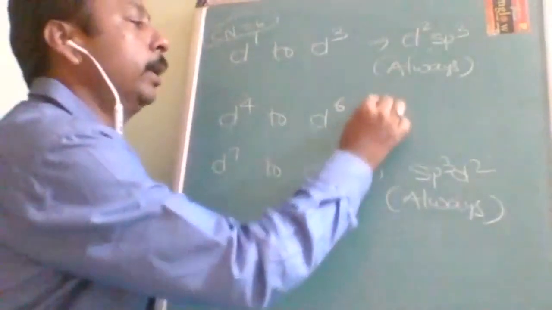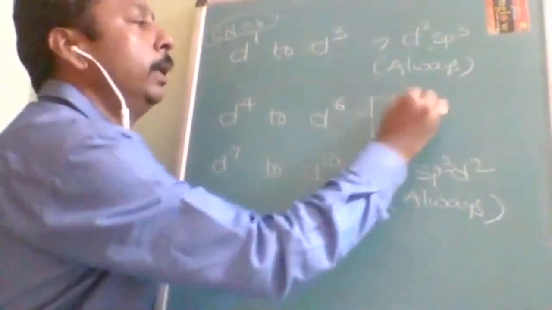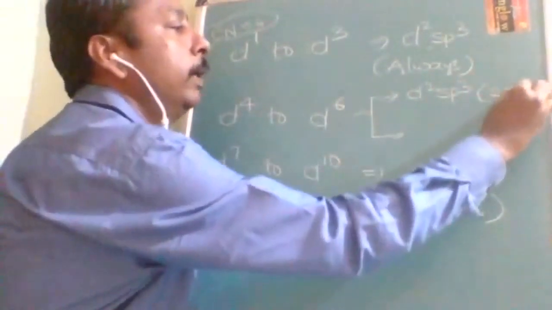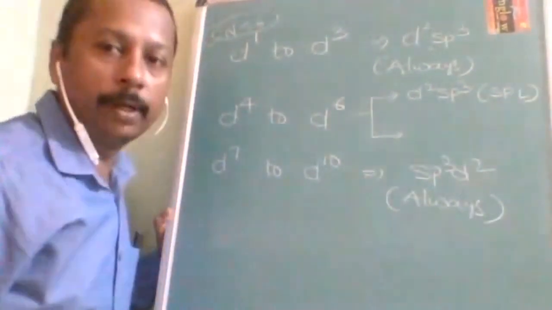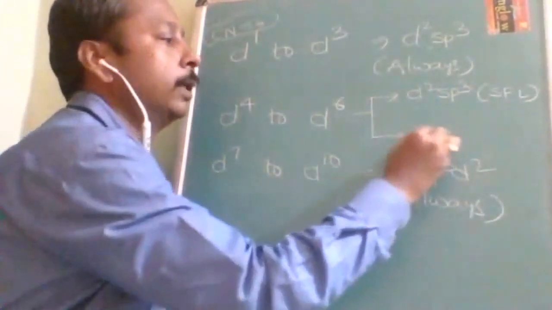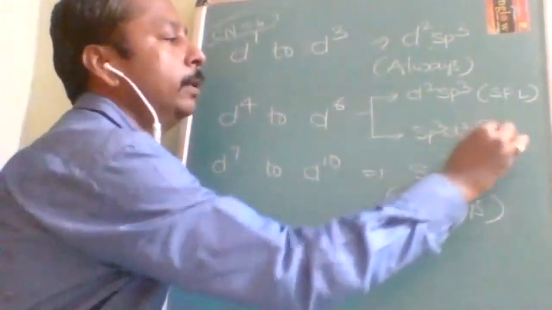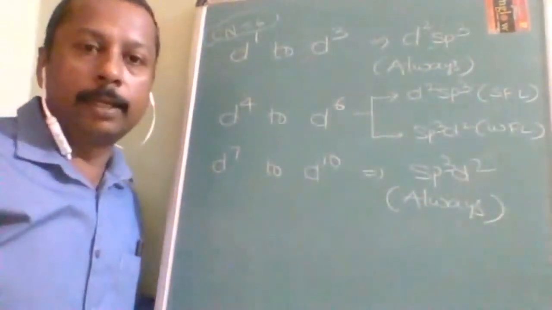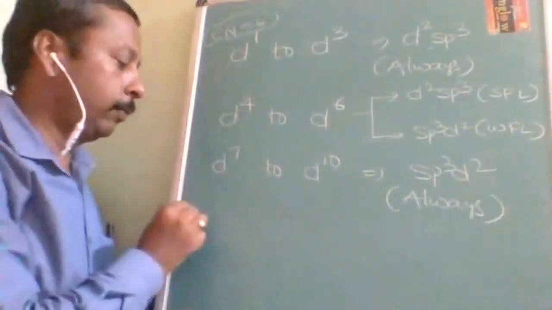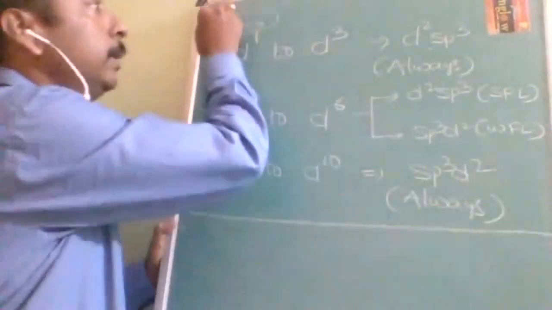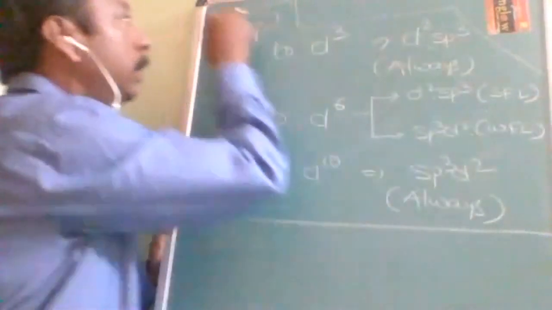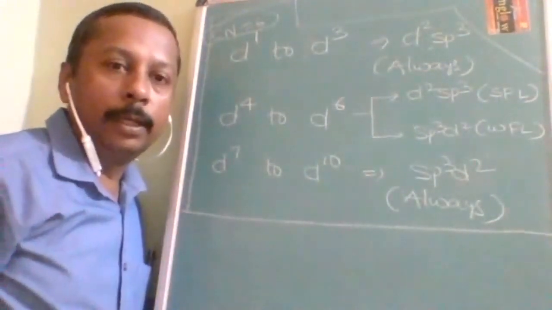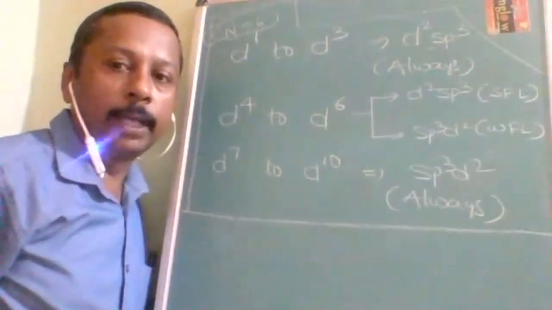But here comes the question. It will be d2sp3 if the ligand is an SFL, strong field ligand, and sp3d2 if it is a WFL, weak field ligand. What is an SFL and what is a WFL? I already told you, for that you have to consult the spectrochemical series. This shortcut will help you solve questions on d2sp3 and sp3d2 in a fraction of a second.